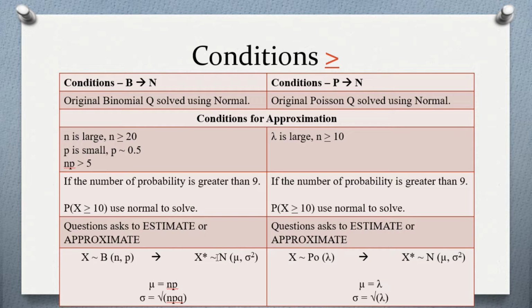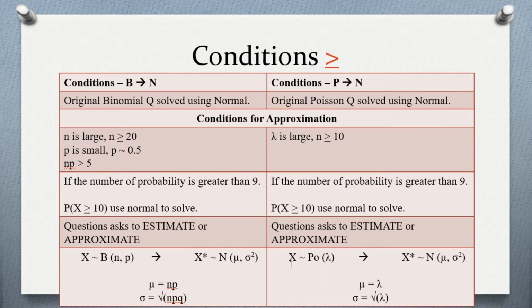Whereas for Poisson, when do you change it to normal? When your lambda is large. When your lambda is more than or equal to 10, you can change. So Poisson is easy to remember. And when you have more than 9 probabilities to calculate, usually it's very obvious. They'll tell you, what's the probability there are more than 25 of them? Then you know you cannot use binomial or Poisson to count one by one, right? Then you will change it to normal.